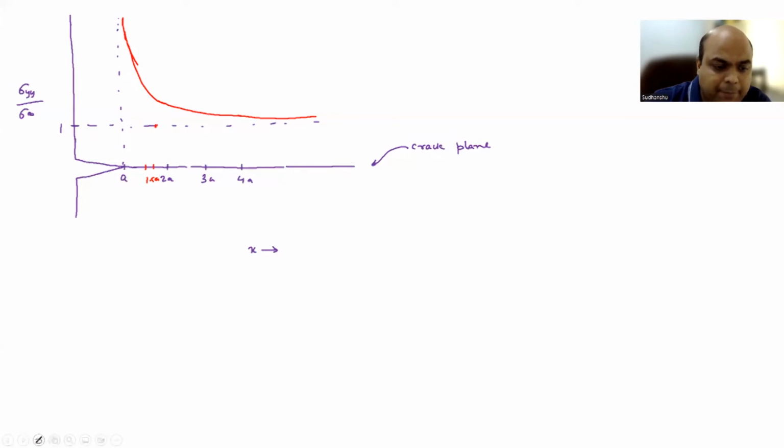Now, if I plot the solution for Irwin, at 1.5a it is going to be 1, we know that, and far away from it, it is going to decrease and finally tend to 0, right? So we can predict something like this for Irwin.